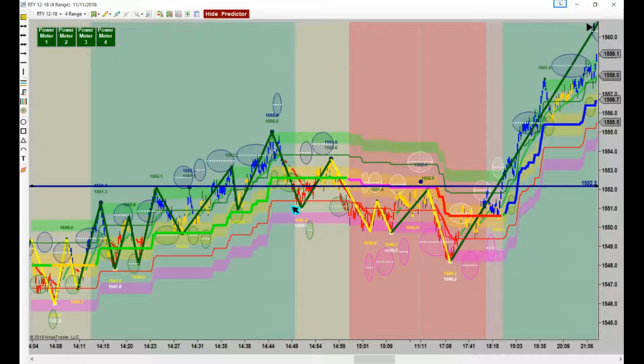When they broke this identified swing right here, they kind of faked you, but they still respected midband and took it down a little bit further.